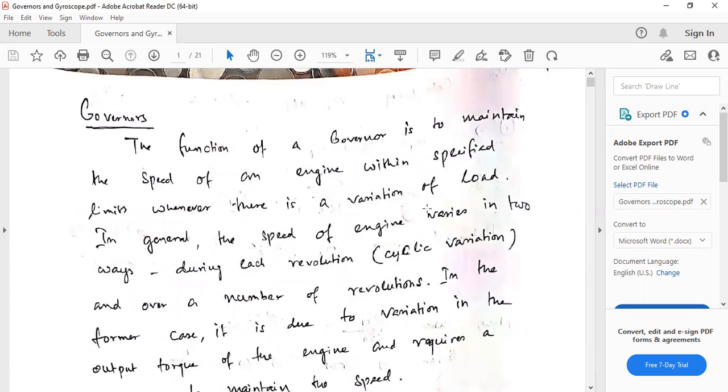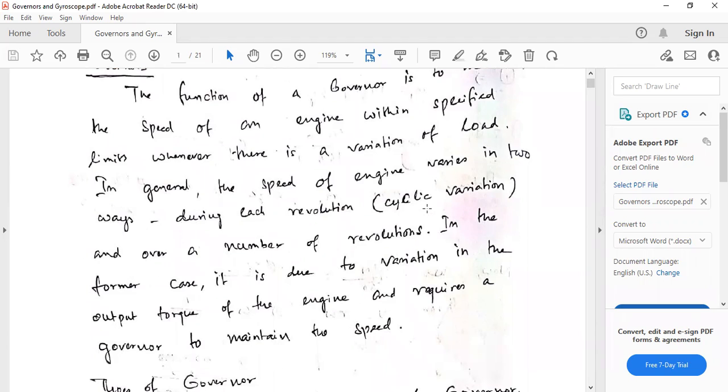So we'll start governors in this lecture. You have seen the governor already, and you know its function also. So today we will study some of the governors, and how to relate the RPM with sleeve lift. Some mathematical derivations we will go through.